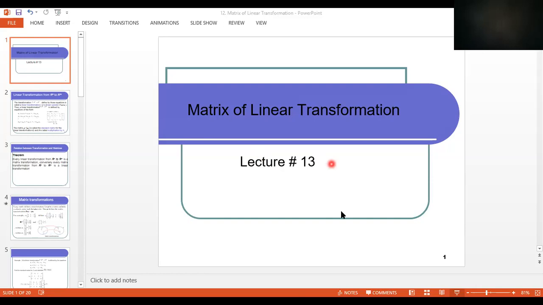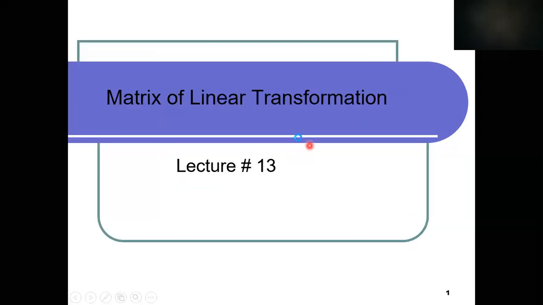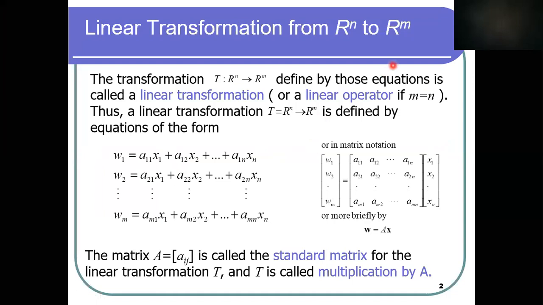Let us come up with some concept of linear transformation. Dear students, if you look over here in slide number 2, the linear transformation T is a transformation from n-tuples to m-tuples, and it can be represented by a matrix of transformation, or it can be written as a system of linear equations.